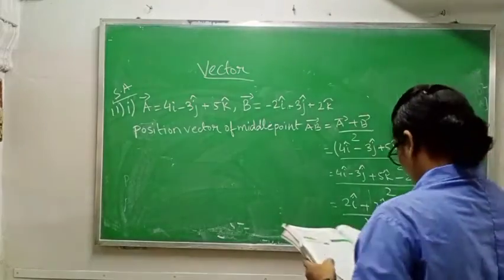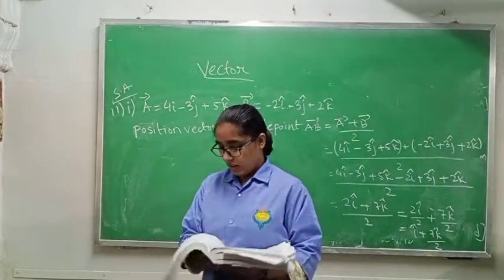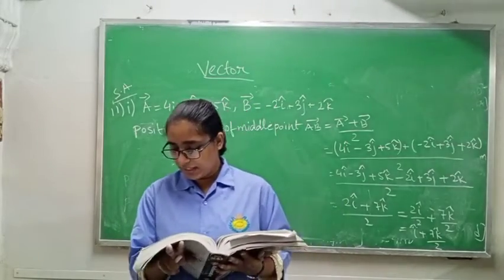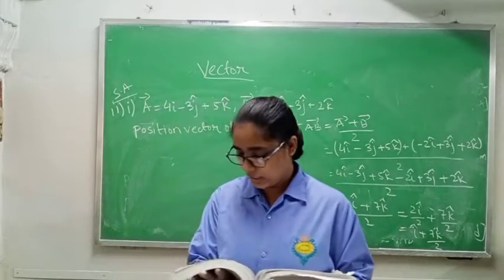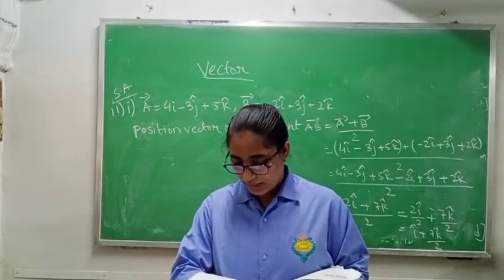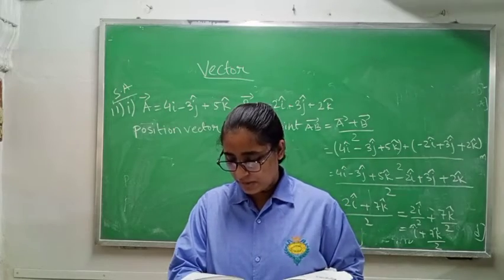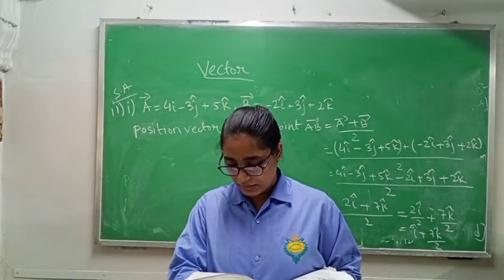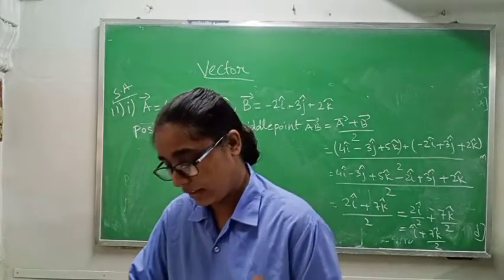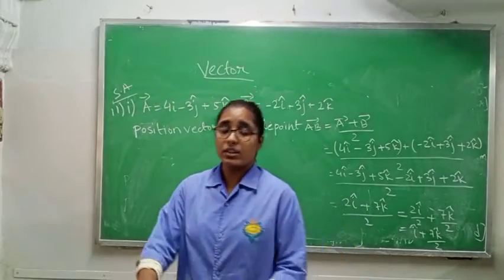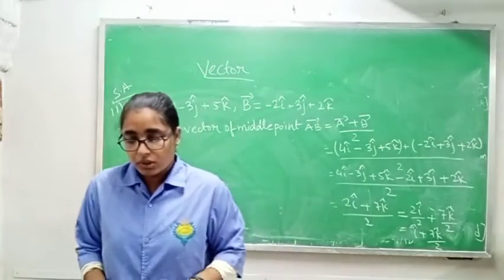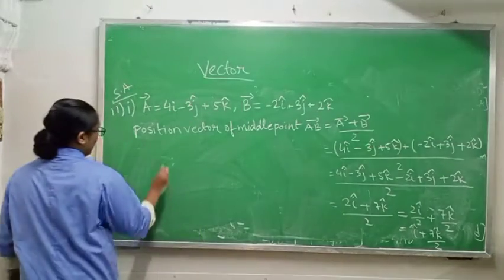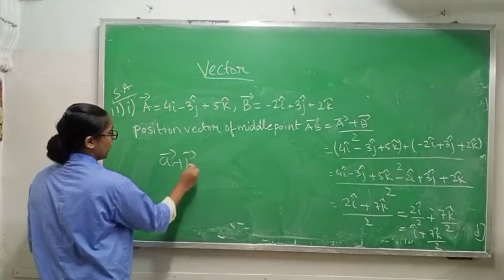Class 12, short answer pack question. Question number 11. The position vectors of the points A and B are 4i cap minus 3j cap plus 5k cap and minus 2i cap plus 3j cap plus 2k cap respectively. Find the position vector of the middle point of the line segment AB. Okay, first I am doing 11.1, then I will do 11.2. So they are asking to find the position vector of the middle point of AB. Now you know what is the formula of the middle point? A vector plus B vector by 2.